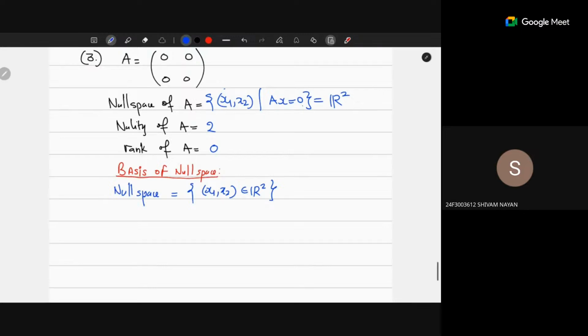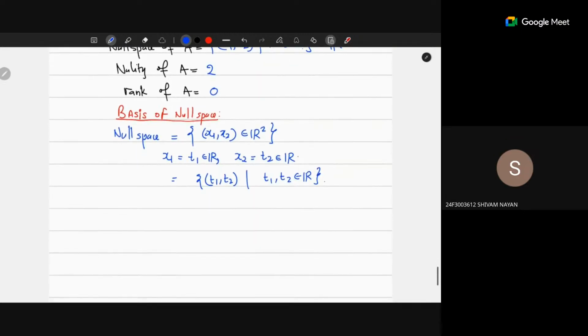So how do we find that? Now take x1 to be t1 and x2 to be t2. Both are varying in R. So it is going to be t1 comma t2, where T1 and T2 both are real numbers.